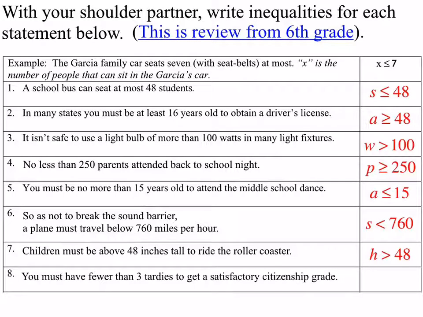Now I'm noticing a couple of you wrote H is greater than or equal to 48. Why does that not work? Because you have to be above 48 inches tall. It doesn't say you can be 48. Yeah, it has to be above 48, not 48 or above. So you have to pay attention to things like that. And then number 8, you must have fewer than 3 tardies to get a satisfactory citizenship grade. So that would be something like T is less than 3. Once again, we're not including 3 there. And once again, this should be 16 right there.